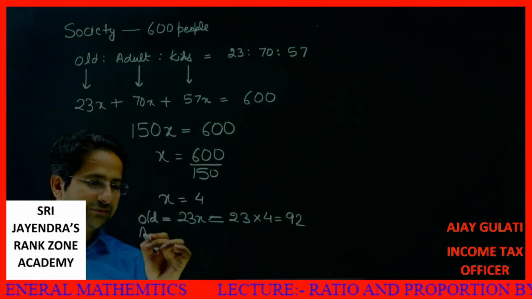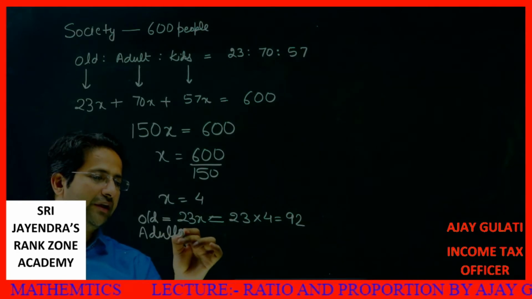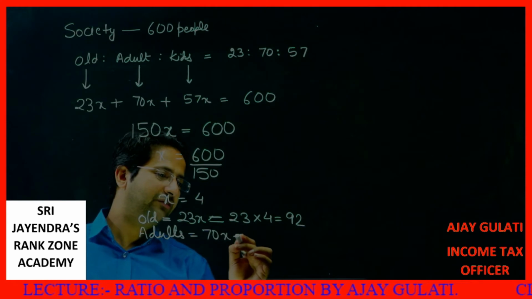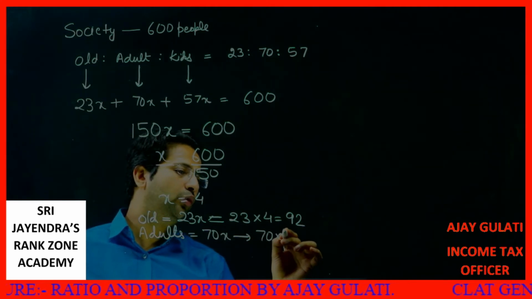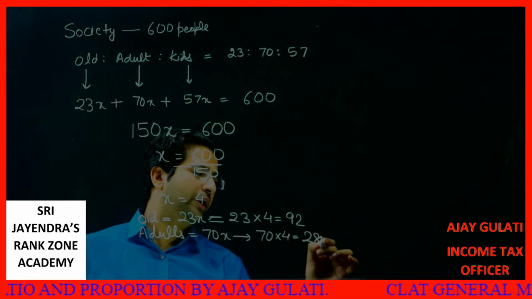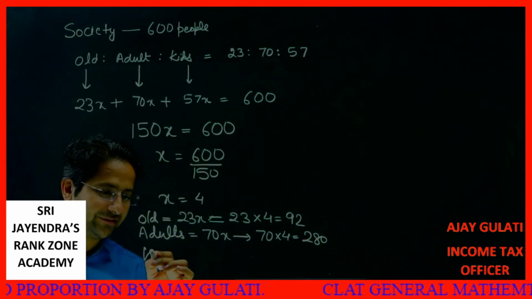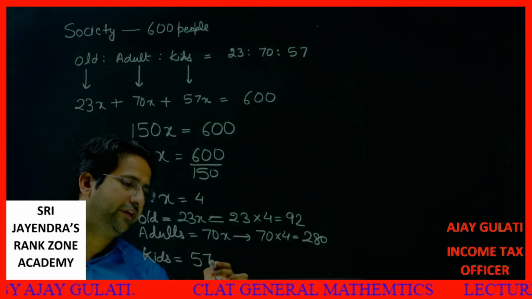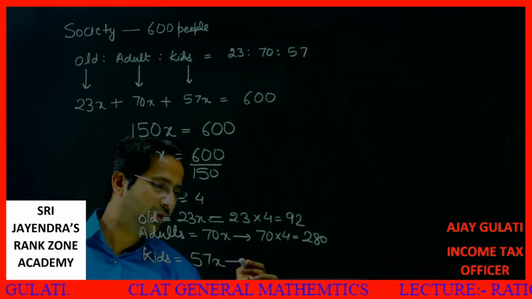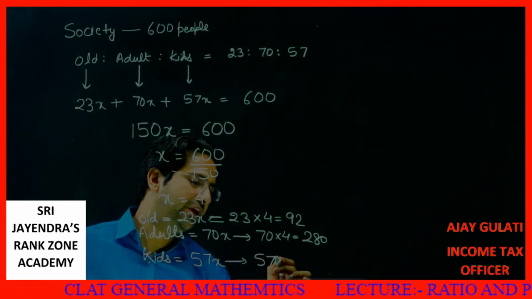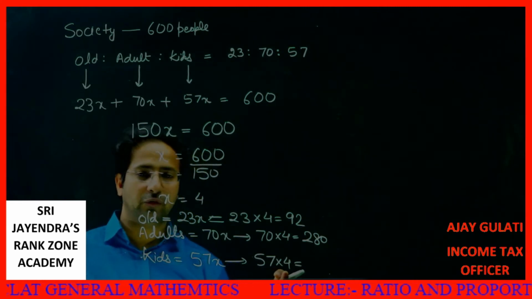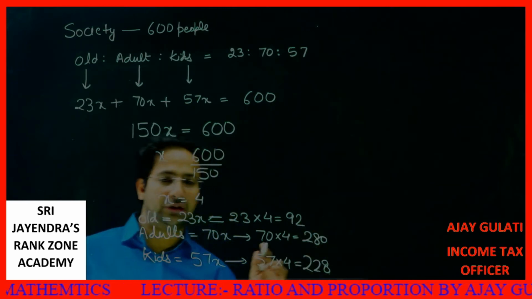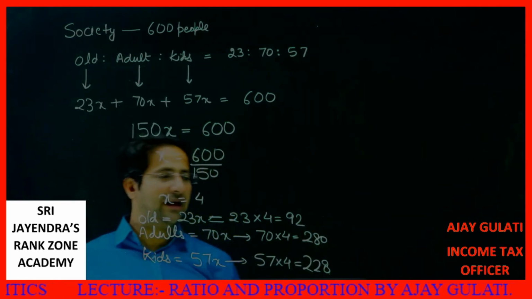Then adults. How many adults are there? Adults are 70x, or I can say 70 into 4, 280. Last, how many kids are there? Kids will be 57x. If I'm not making a mistake, that will be 57 into 4. 50 into 4 is 200, 7 into 4 is 28. So that becomes 228. If you sum up all these, you will get the sum as 600.